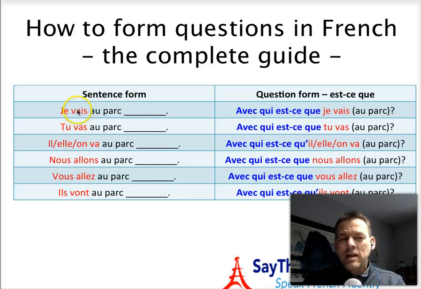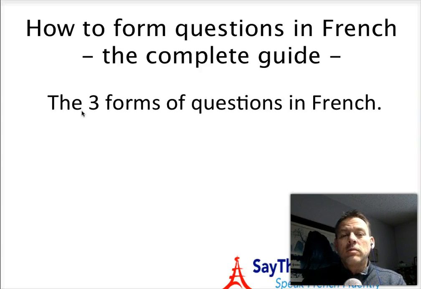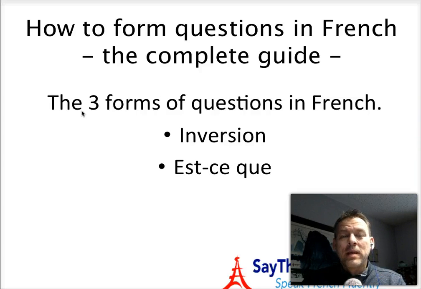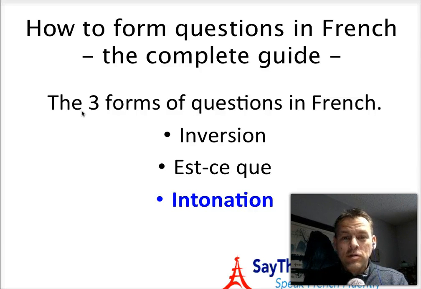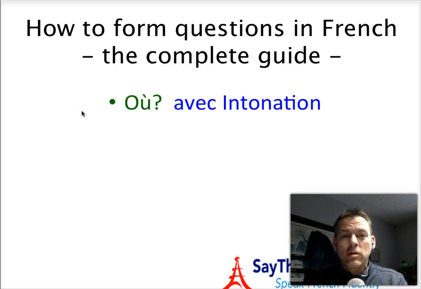Repetition is the key to success. When it comes to conjugation, first memorize the pronouns, then memorize the key expressions, conjugations with être and avoir, and then go from there. Je vais au parc. Avec qui? Avec qui est-ce que je vais au parc? All right. So we looked at inversion, we looked at est-ce que, and now probably the easiest to figure out and use is intonation. Let's look how this works.